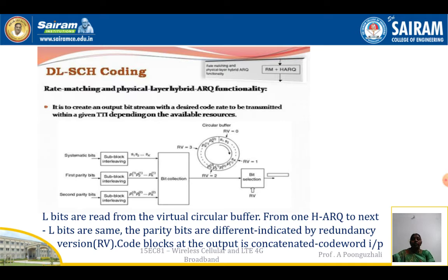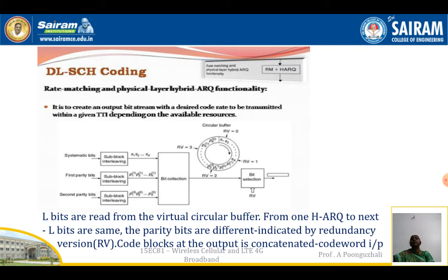The output of this is going to be given to the rate matching and physical layer hybrid ARQ functionality. The rate matching is going to create an output bit stream with a desired code rate. With whatever code rate I want to transmit the data, this rate matching is going to provide an output bit stream with the desired code rate within the given total transmission time. Here it is going to depend on the available resources.